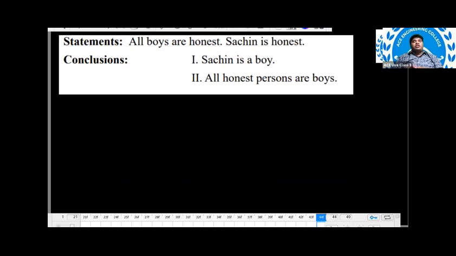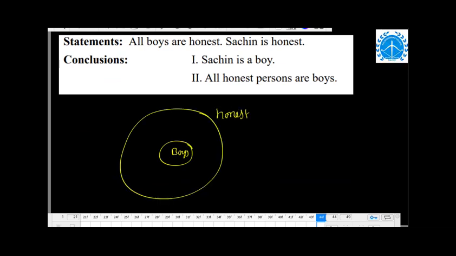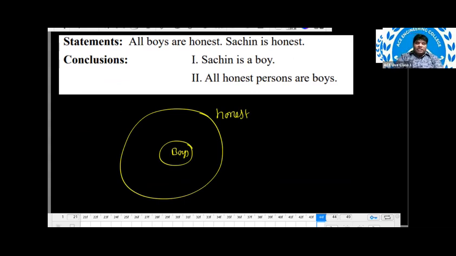All boys are honest. All boys are honest means everything in boys is involved in honest. Sachin is honest. So where is Sachin? Sachin is inside honest. But Sachin is inside the boys or outside the boys, we don't know. Don't compare with real life. It is just a name.